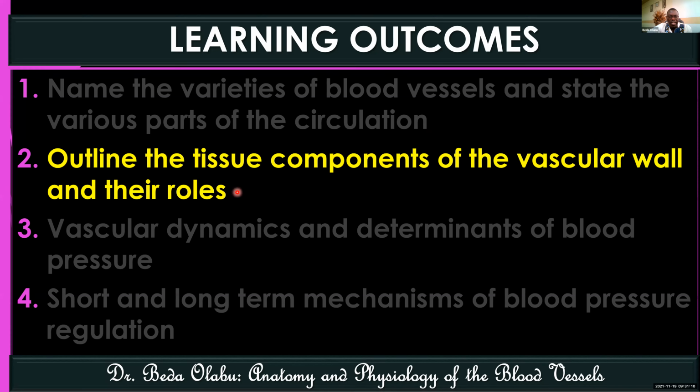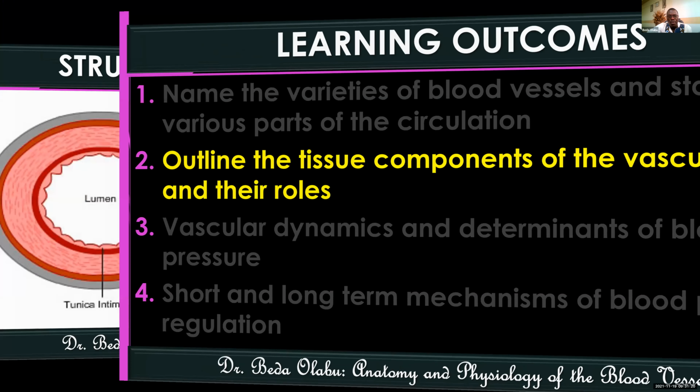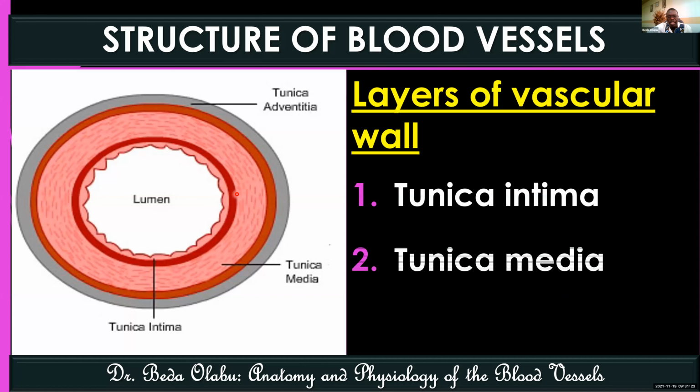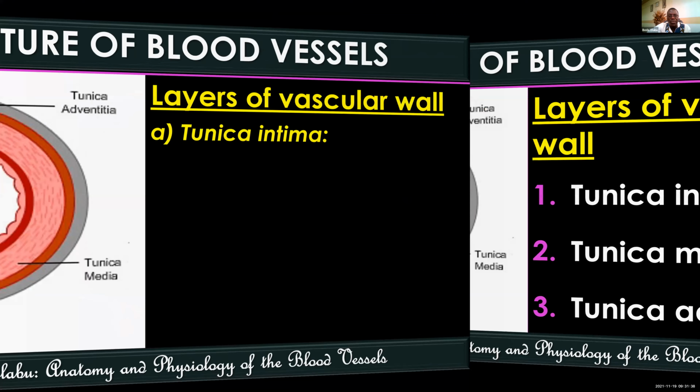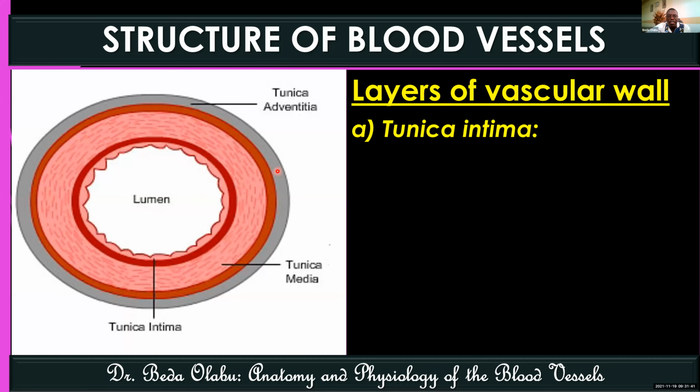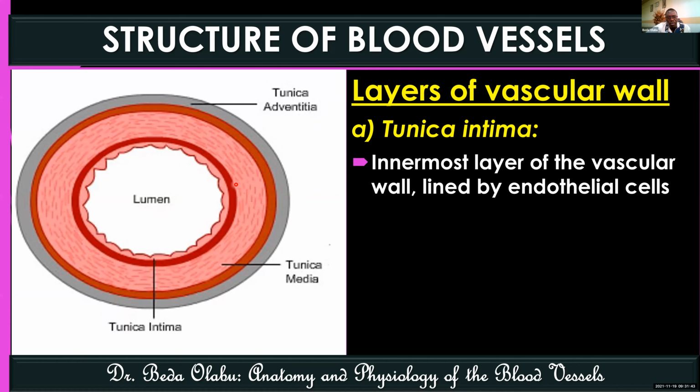Now let's address the second agenda. We talk about the tissue components of the vascular wall, and we'll also state their role. A vascular wall is described to have three layers. These are the three layers. The innermost layer, Tunica Intima, the middle layer, Tunica Media, the outermost layer, Tunica Adventitia. Let's talk about each of the layers. Let's start with the innermost layer, Tunica Intima. So that's the Tunica Intima.